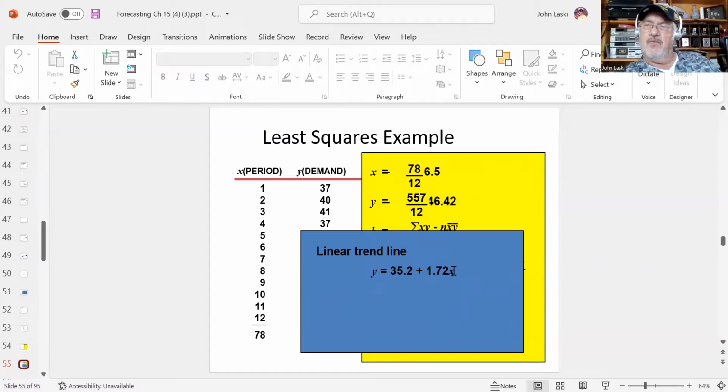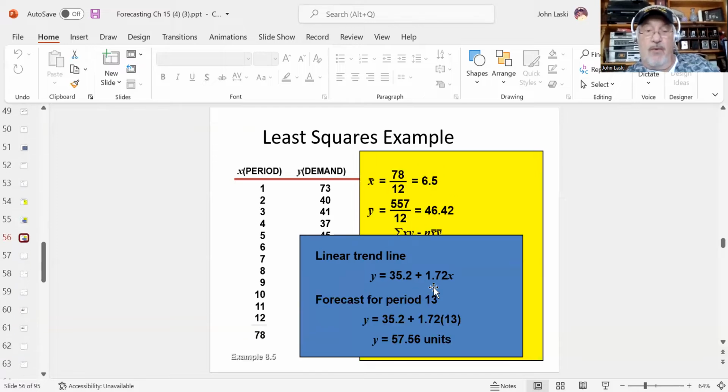What's x? It's the next period. Well, how many periods do I have? 1, 2, 3, 4, 5, 6, 7, 8, 9, 10, 11, 12. So the next period would be what? Exactly, 13. So when we look at this, y equals 35.2 plus 1.72 times 13.